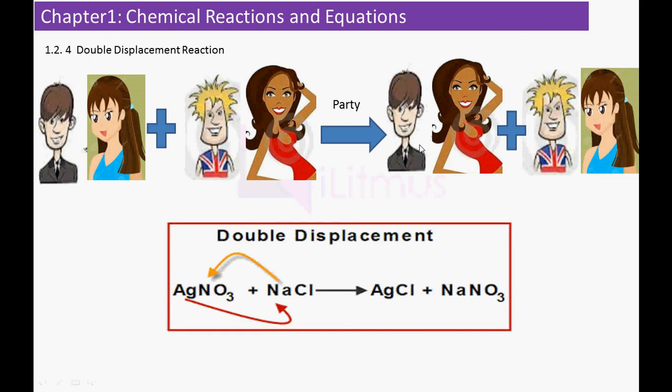Okay, example, AgNO3 plus NaCl. So what does it form? Ag, when it meets Cl, is highly prone to become a precipitate. So AgCl and NaNO3 are formed.